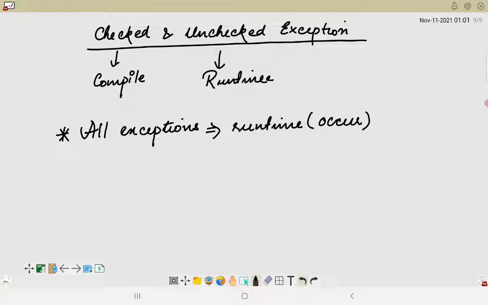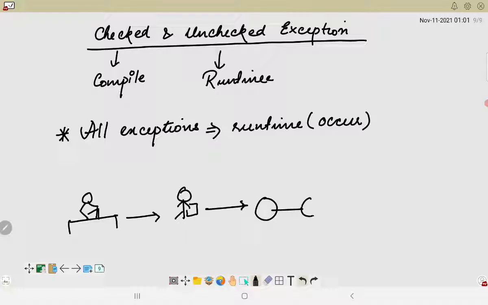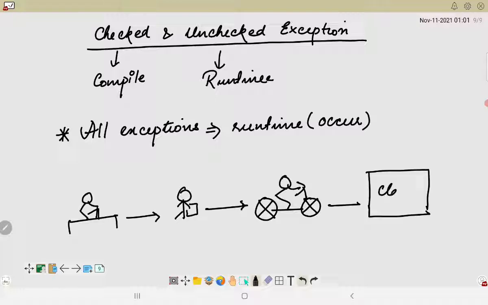Now if we consider the previous example, a person, a student basically, wakes up from the bed and gets ready for classes, and then he rides a bike to his college. He rides a bike to his college, and he reaches the classes on time. So this is a normal flow of the program.